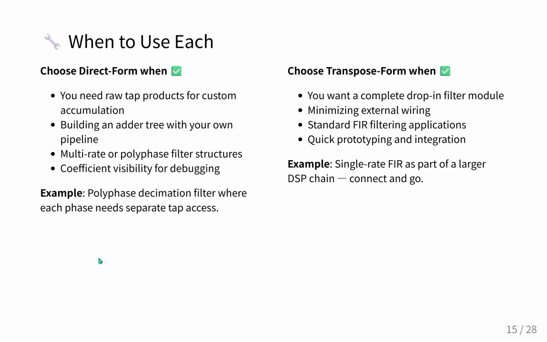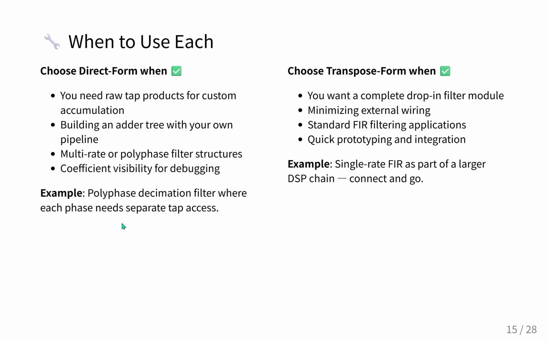Oh, I see where this is going. Because Transpose-Form hides all the intermediate math inside its pipeline, you can't tell it to skip a beat. Precisely, it's an all or nothing system. But a polyphase filter splits the workload into different phases. Okay. And because the direct form just gives you the raw, instant mathematical products without any forced delays, a polyphase system can grab exactly the tap products it needs, exactly when it needs them, and simply ignore the rest. So it is vastly more power efficient for that specific task. Vastly more efficient. That makes perfect sense, actually.